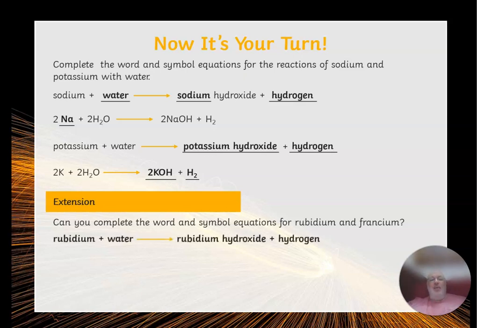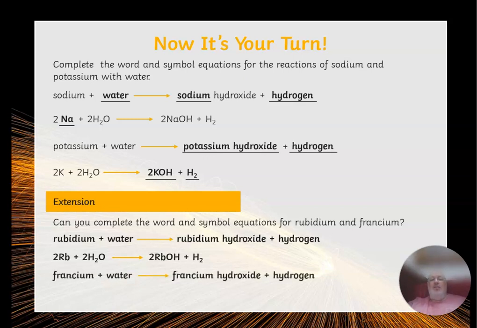Again, it's going to be the same pattern. Rubidium plus water gives us rubidium hydroxide and hydrogen. 2Rb plus 2H2O gives us 2RbOH plus H2. And for francium, the same thing. Francium plus water gives us francium hydroxide plus hydrogen. 2Fr plus 2H2O gives us 2FrOH plus H2.